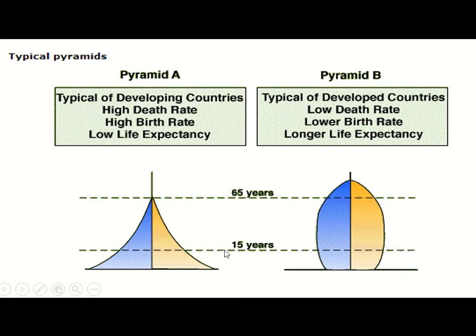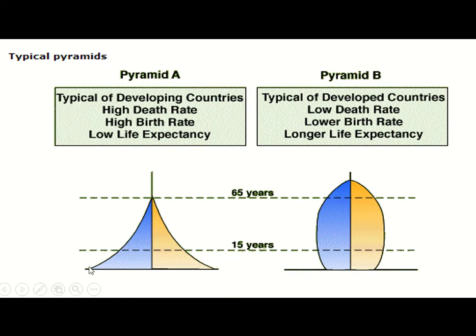These dotted lines represent the boundary between the young dependents and the elderly dependents. Everything above this dotted line is elderly dependents, everything below is young dependents, and everything in between is your working population or your economically active. This pyramid on the left, which is the developing country, has a high birth rate, and I can tell that because it's got a really wide base, and that means lots and lots of babies born per 1,000 of the population.